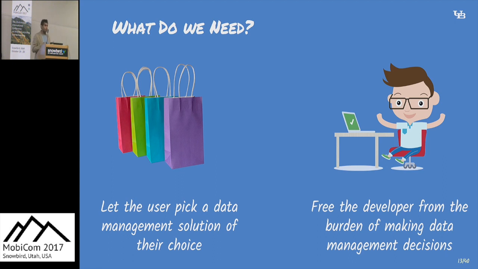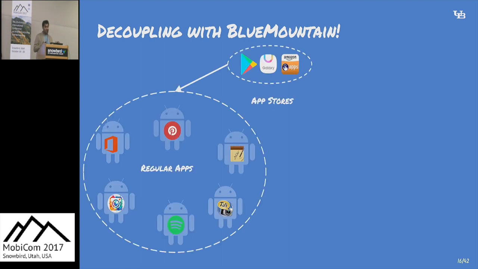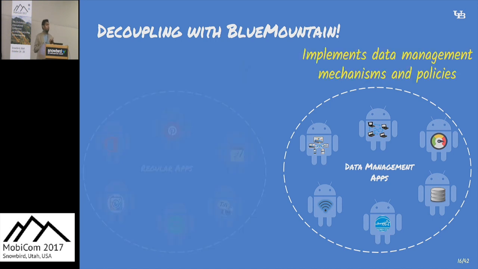Now that I've described the problem and also mentioned the requirements for the solution, let me introduce you to our system BlueMountain, which achieves all this by decoupling the data management logic from the app logic. We propose a new ecosystem in which, apart from the regular apps, we have what we call data management apps. These apps are exactly like regular apps and distributed through the online Play Store, but they implement data management policies and mechanisms and are meant to work in conjunction with the regular app and manage data on their behalf.